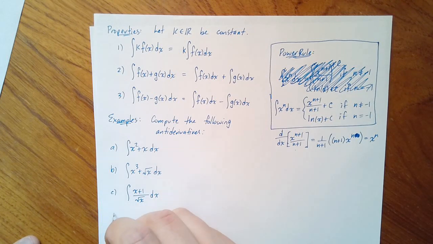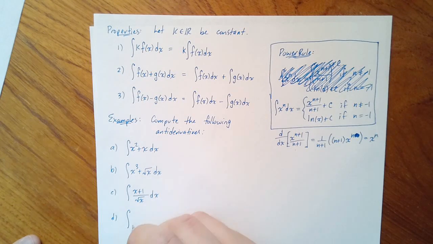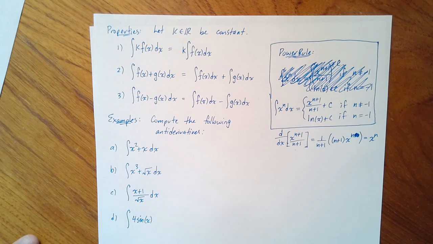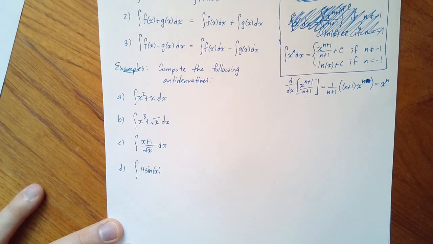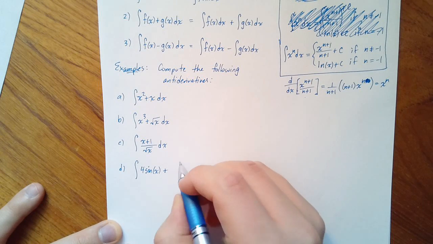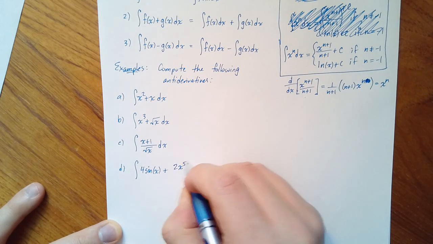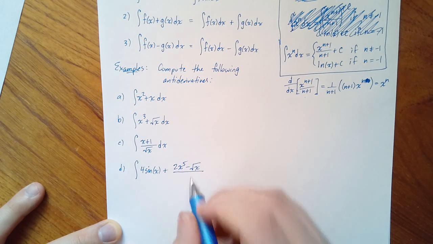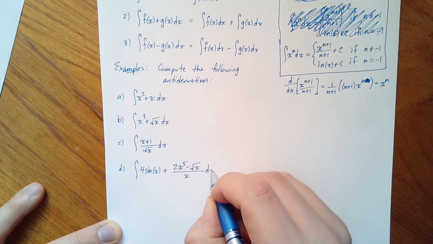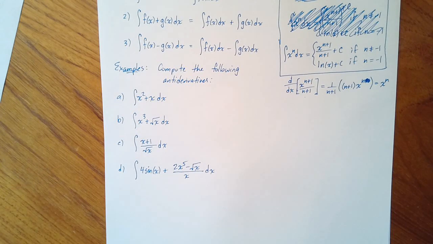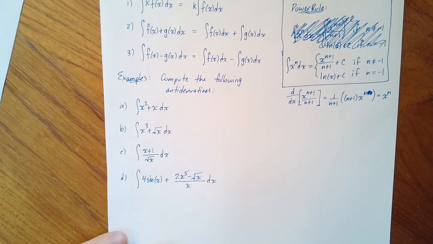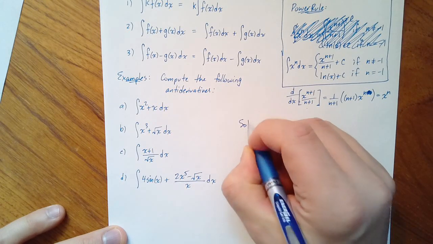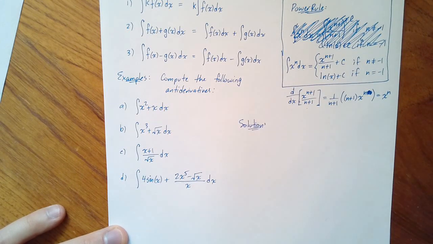And then the last one, this one is almost deliberately made to be a little bit convoluted just to show you how you can break it down using the properties and make it a little bit easier each time. So it's 4 sine of x plus a fraction, and the fraction has a numerator of 2x to the 5 minus the square root of x all over x. And you want the antiderivative with respect to x. So those are the 4 problems that we'll tackle. I got some space here on the page, so I'm going to start the solution over here.